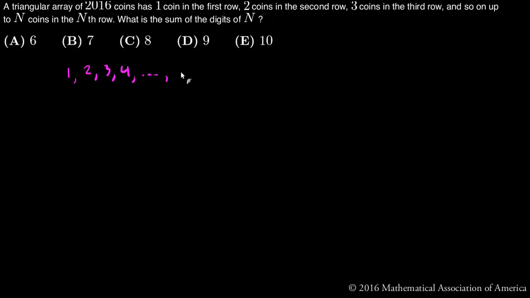for the number of coins in each row, and the sum of any arithmetic sequence is going to be the first term plus the last term multiplied by the number of terms divided by 2. And since I'm going from 1 up to n, counting by ones, there are also n terms. N is the highest term and the number of terms. And I say that's going to equal 2016. And so now I can just solve for n and then find the sum of all of its digits.